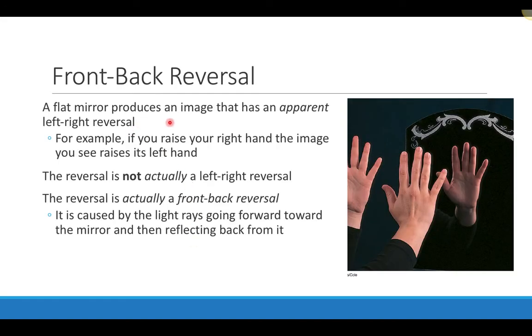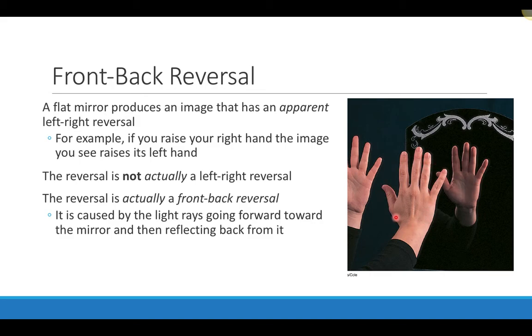So a flat mirror actually produces an apparent left-right reversal. So what does that mean? That means that in this particular picture, there's a right hand. And when you look into the mirror, it appears as if you're seeing a left hand. But that's not actually what's going on. It's not a left-right reversal. It's actually a front-back reversal. So as I look at this picture, I can see the back of the hand. But in the mirror, I can see the front of the hand. And that's what is meant by the front-back reversal. So in terms of rays of light, I cannot see the front of the hand physically.